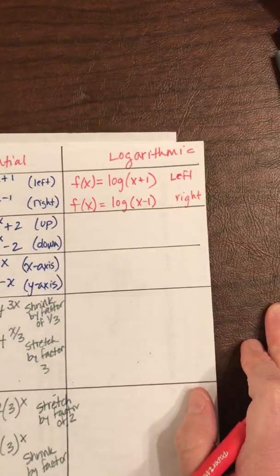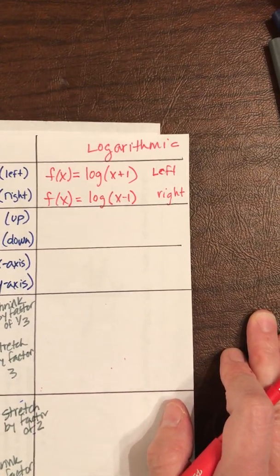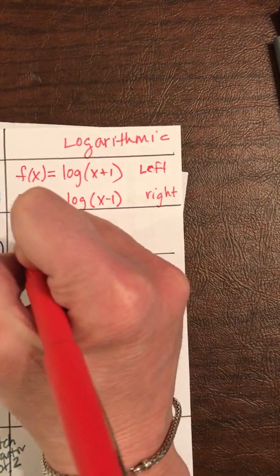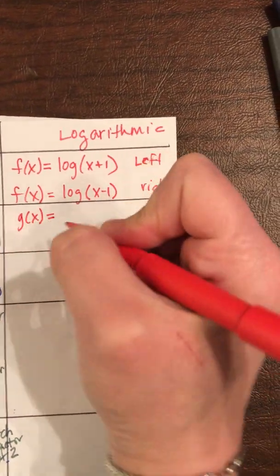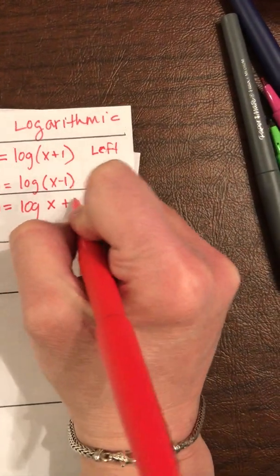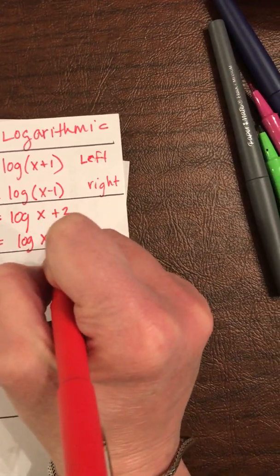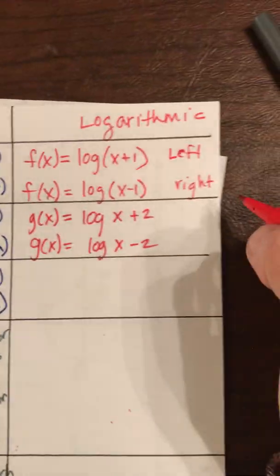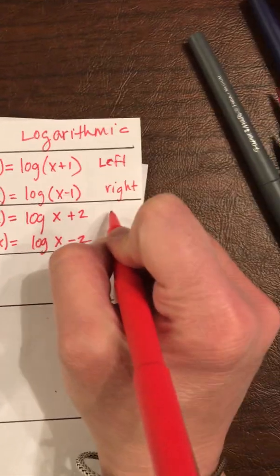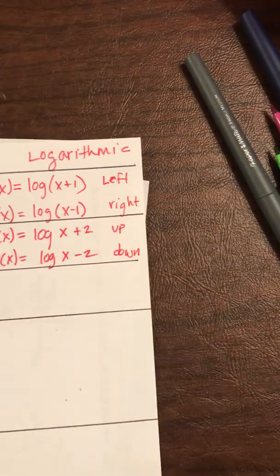That's your horizontal translation. For your vertical translation, which means just up and down, let's say if I did log of x and I added 2, or if I did log of x and I subtracted 2. So this is your k value. So remember, with your k value, it follows the way you think it should follow. So this would move up, this would shift down.